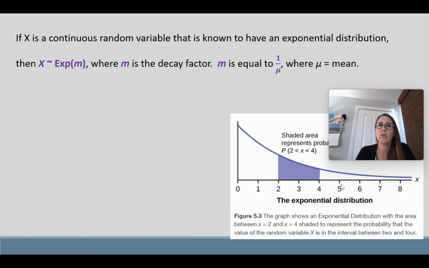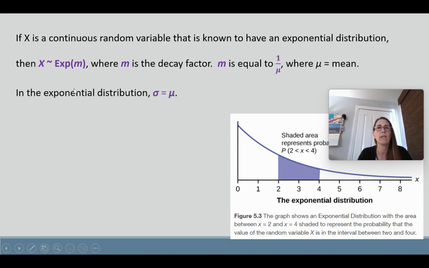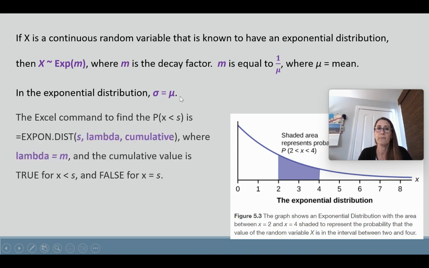So if x is a continuous random variable that is known to have an exponential distribution, then we write that like this, where x ~ Exp(m), and we have the parameter m, where m is the decay factor. And m is equal to 1 over mu, where mu is our mean. So this is how we write the distribution when it's an exponential distribution. In the exponential distribution, our standard deviation sigma is equal to our mean mu.